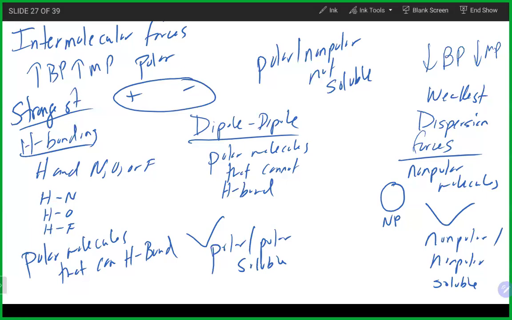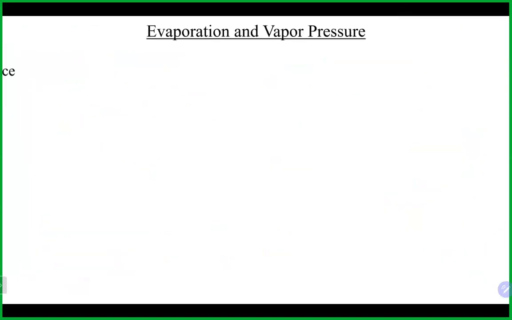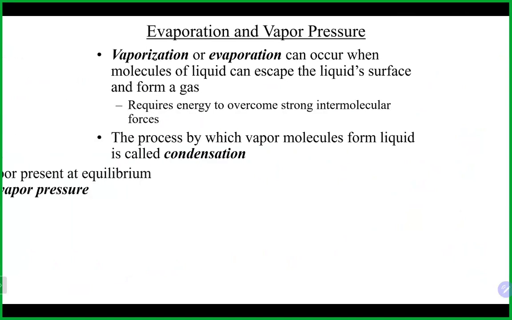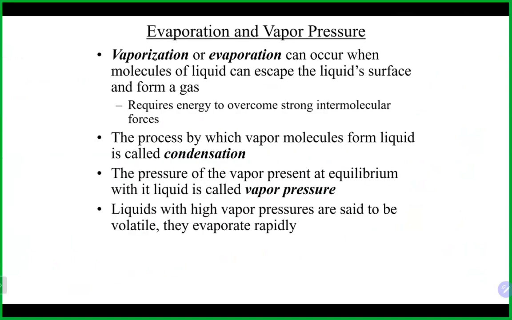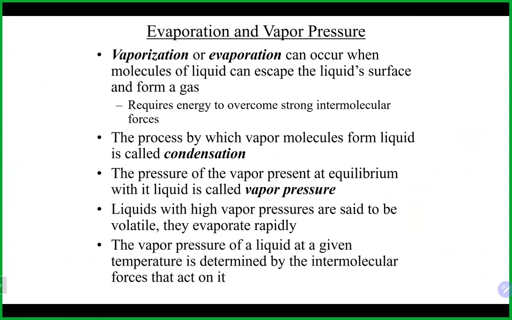Okay, then let's talk about some other things here. Let's talk a little bit about evaporation, condensation, and vapor pressure. As we talked about earlier, evaporation and condensation occurs at the normal boiling point of a substance. And that is as we go, obviously, from liquid to gas or gas back to liquid. It is an endothermic process going from liquid to gas, exothermic going from gas back to liquid.